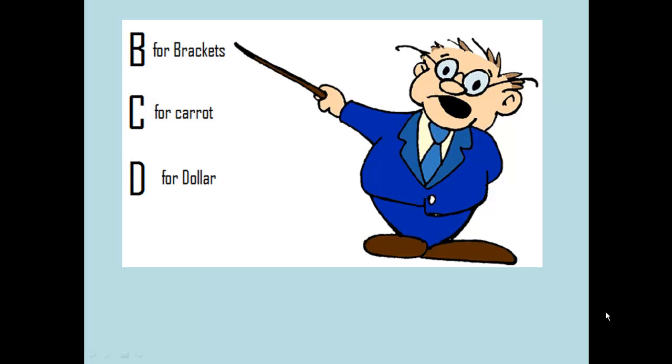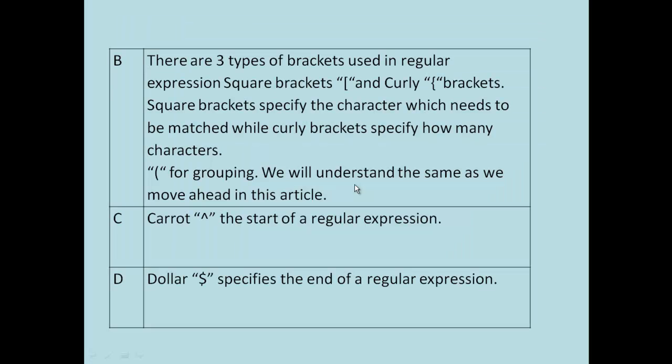There are three kinds of symbols which can help us to define any kind of complex pattern or regular expression: brackets, caret sign, and the dollar sign. That is B, C, and D. In the brackets, we'll be using all three kinds of brackets. That is the square bracket, the curly bracket, and the round brackets. And we'll come to each one of these brackets and how to use them as we do the practical demos. The caret and the dollar sign will specify the start and the end of the regular expression.